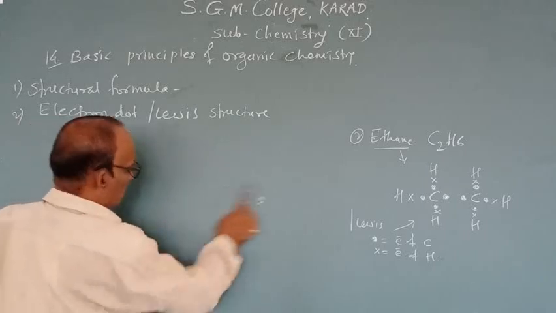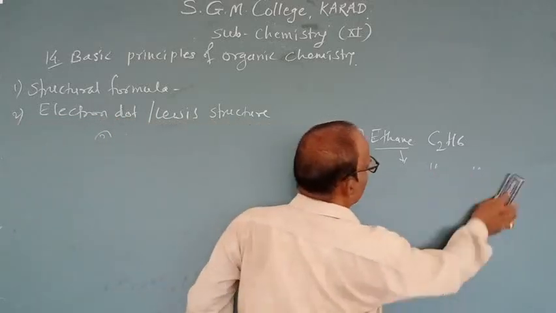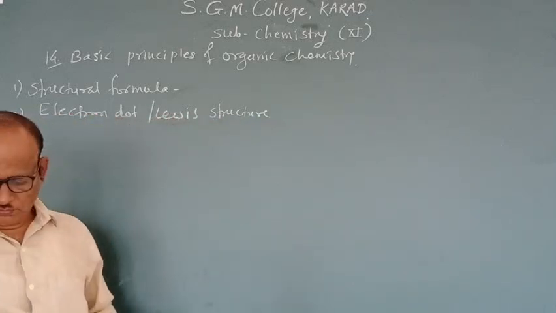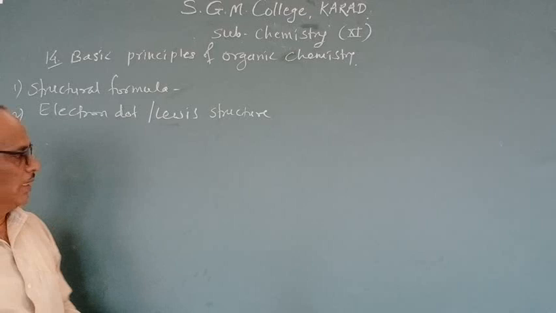So this is about the electron dot structure or Lewis structure. Then we have to study the condensed formula.